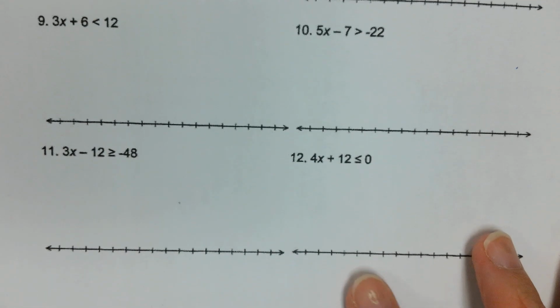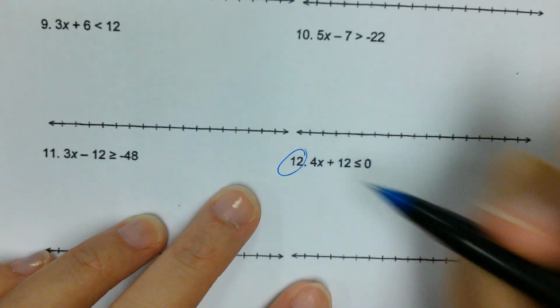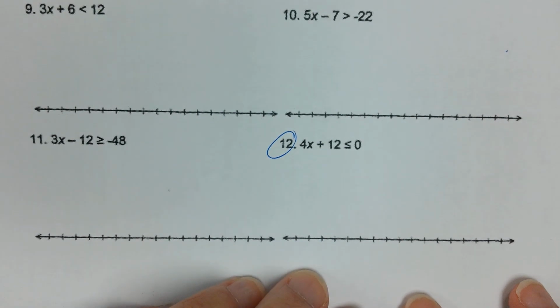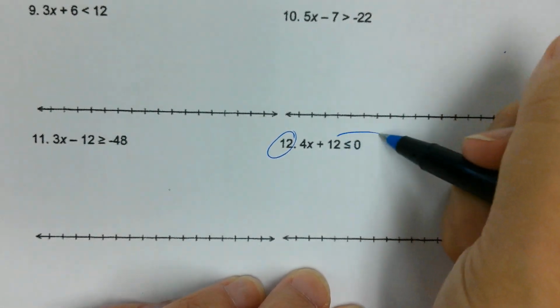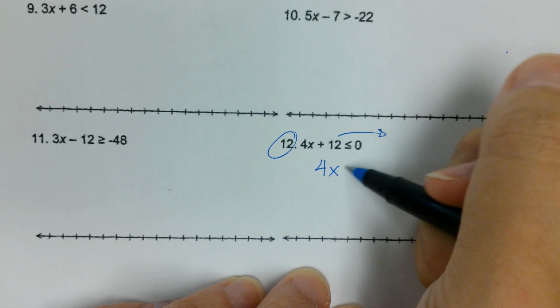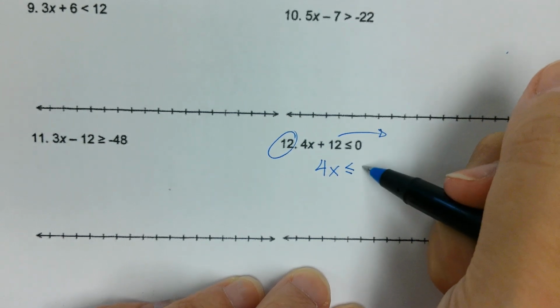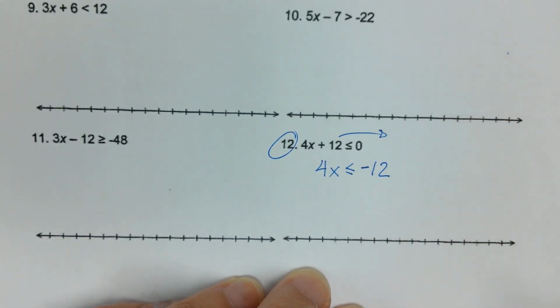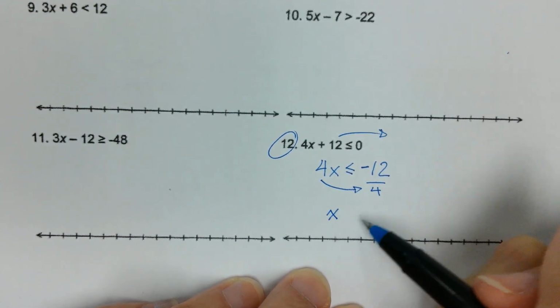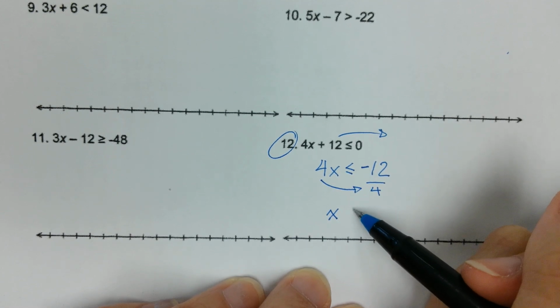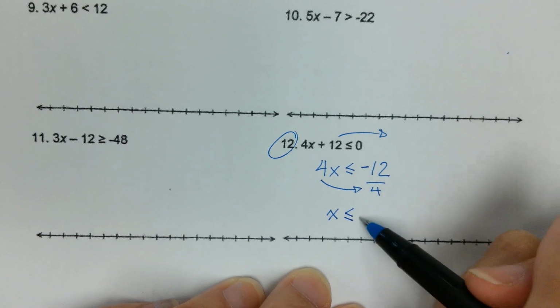Let's do number 12. Okay, number 12. 4x plus 12 is less than or equal to 0. What do I do first? Subtract 12. Okay, so I have 4x less than or equal to 0 minus 12 is? And then I'm going to divide it by 4. So x is? So what's my answer? Is it less than or equal to or greater than or equal to? Less than. Doesn't change the sign.